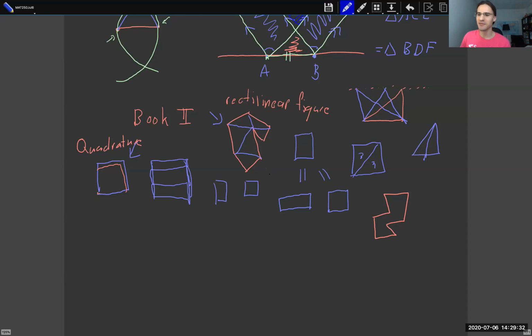Does that make sense? So they basically find as many rectangles and squares as they can in a figure and then accumulate them all and see which one's bigger, right?